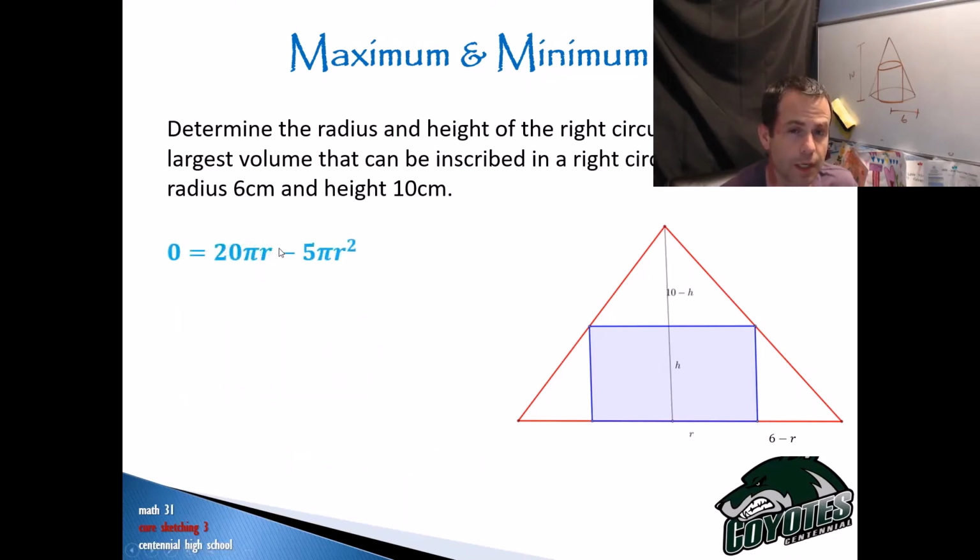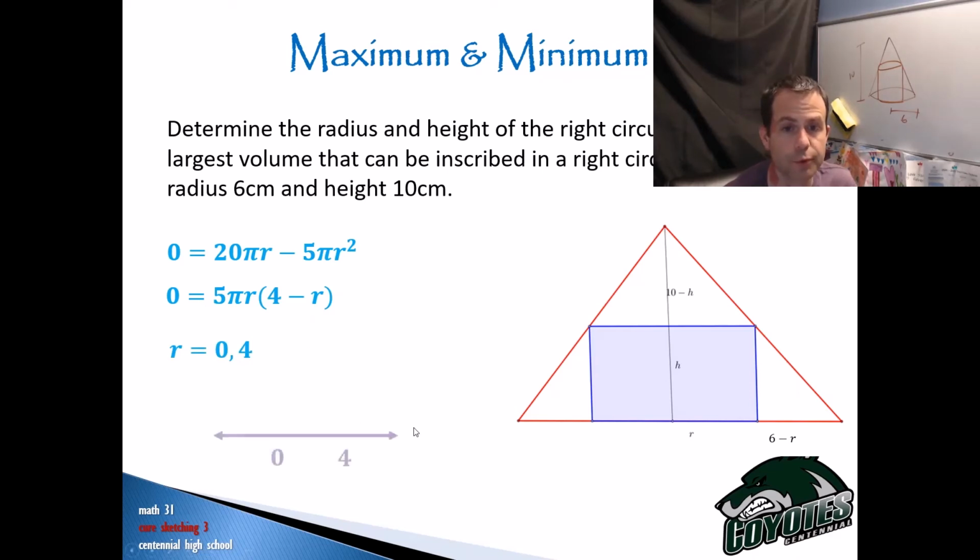Now I'm going to set that equal to 0, and I'm going to solve for r. So there is an r involved in each of these, so I can factor out the r. I chose to factor out 5 pi with it just to make things a little easier to see. So if I factor 5 pi r out, I'd be left with 4 minus r. So again, remember my critical numbers come from when the derivative equals 0 or when the derivative doesn't exist. There is no spot here where the derivative doesn't exist, but there are 2 spots where the derivative equals 0, and that would be at an r value of 0 and an r value of 4.